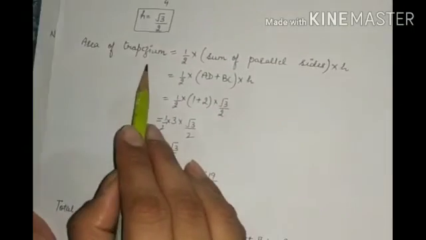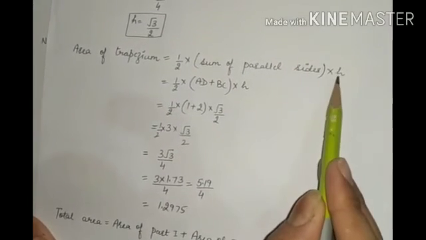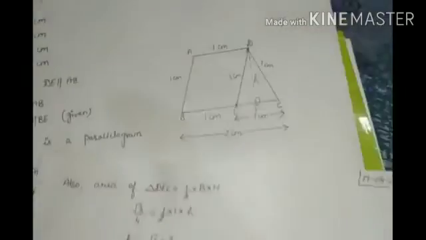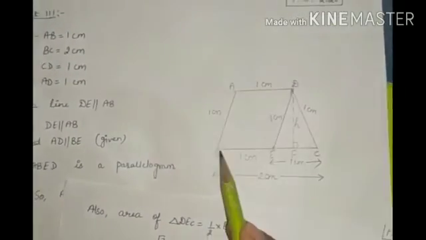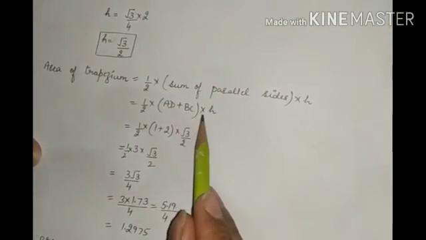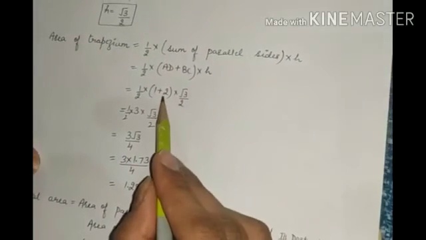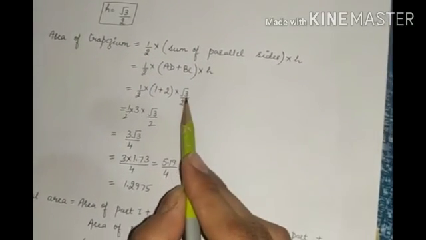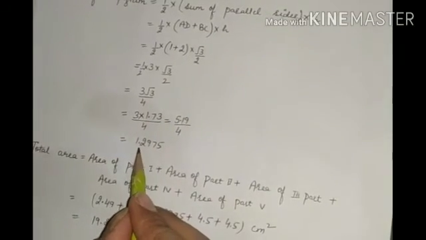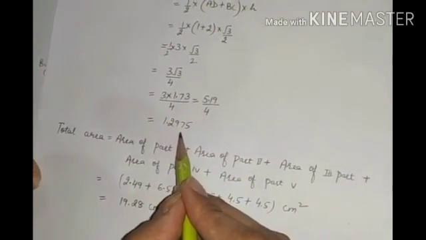So find the area of the trapezium, half into sum of parallel sides into height, meaning half into parallel sides, which are AD and BC. So AD plus BC into height. AD is 1 and BC is 2 and height is root 3 by 2. Now solve this. It is equal to 1.2975, that is the area of the third part.